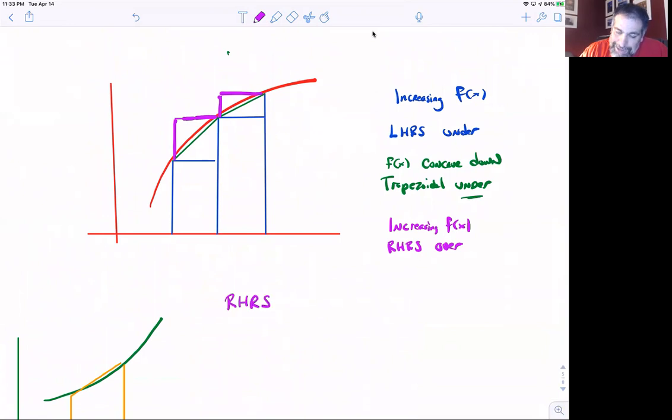Then the next value that would come next is going to be the actual value, because that's the exact thing. Then our biggest under approximation, which is our trapezoidal rule, our trapezoidal Riemann sum. And then last but not least is going to be our left-hand Riemann sum.